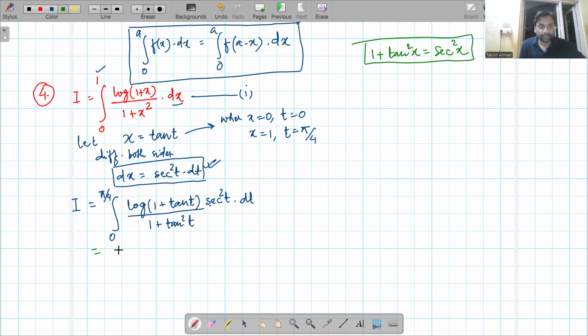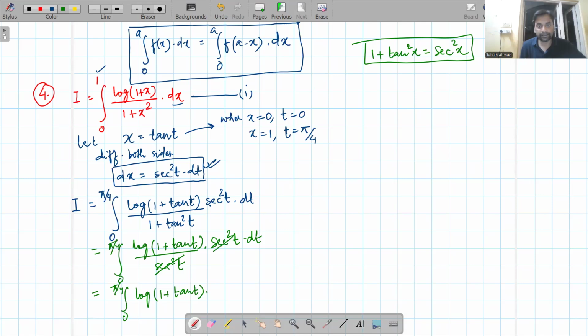You can see that the integration is from 0 to pi by 4 of log(1 plus tan t) over, I will write for you, sec square t, this 1 plus tan square t, times sec square t dt. Isn't it? You will say yes. That is very easy up to here everything. And this and this is gone. So your integrand became 0 to pi by 4 log(1 plus tan t) dt.